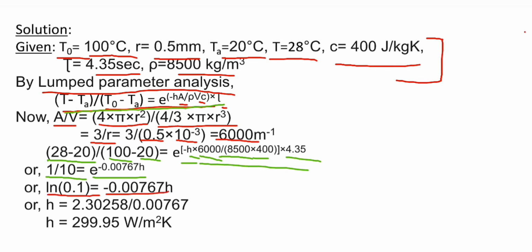Now I am taking log on both sides, so ln of 0.1 is equal to minus 0.00767 h. So h is equal to 2.30258 divided by 0.00767. Now we get the value of h, that is the convective heat transfer coefficient, which is equal to 299.95 watt per meter square Kelvin.